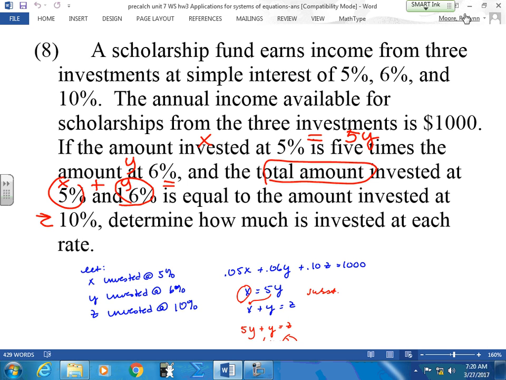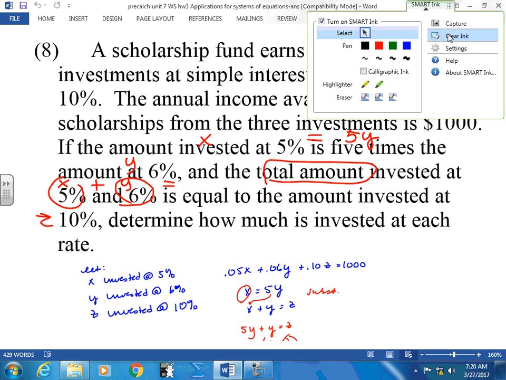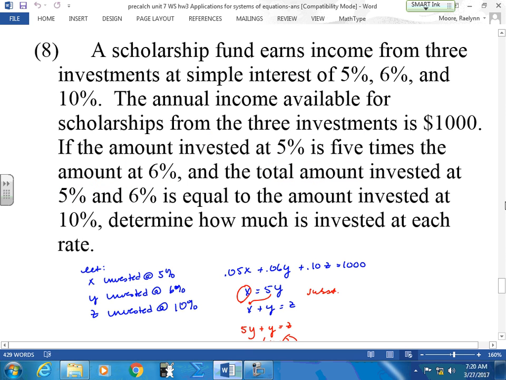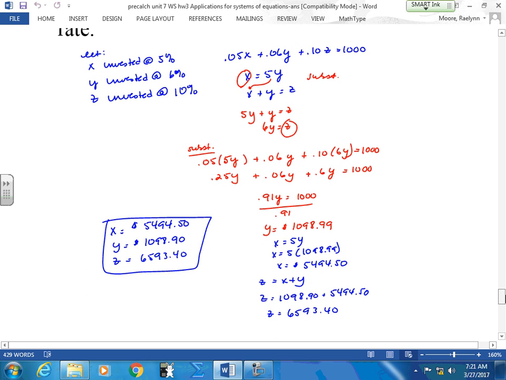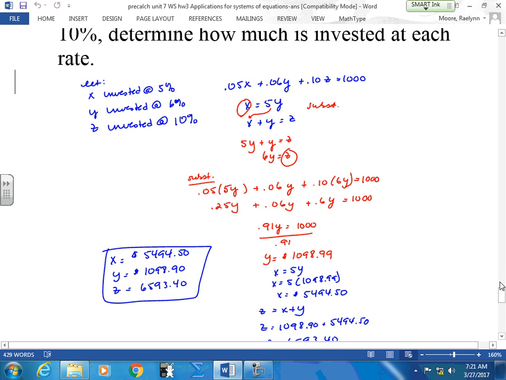I couldn't fit the whole thing. Okay, so now we've got 3 equations. All right, your goal is to take those 3 equations and make one equation with one variable. Now, you might have to play around with this a little bit.